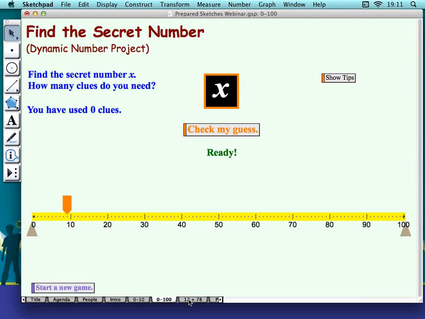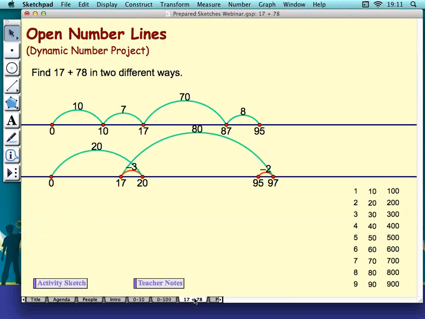Okay. The next activity we want to look at is another number line activity, but this is an activity that uses an open number line. And what I'm showing right here is a completed sketch involving 17 plus 78 in two different ways. We'll come back to that in a moment, but I want to show two things about this activity first.